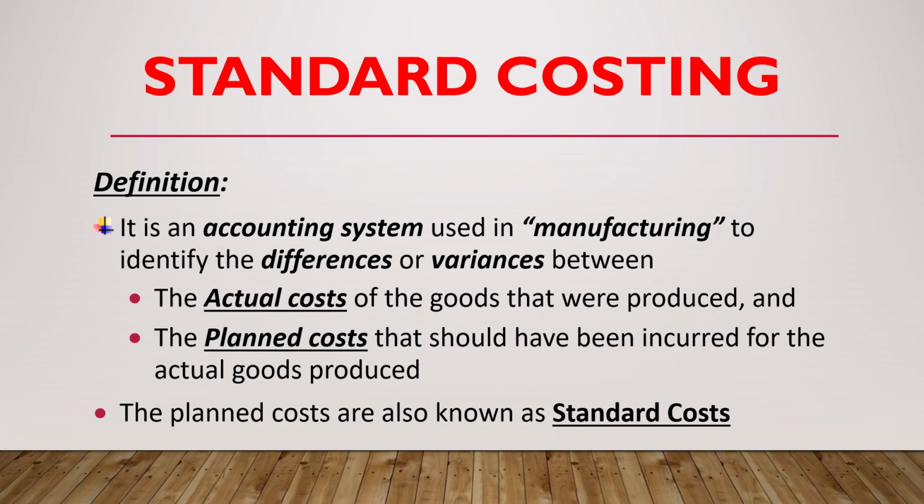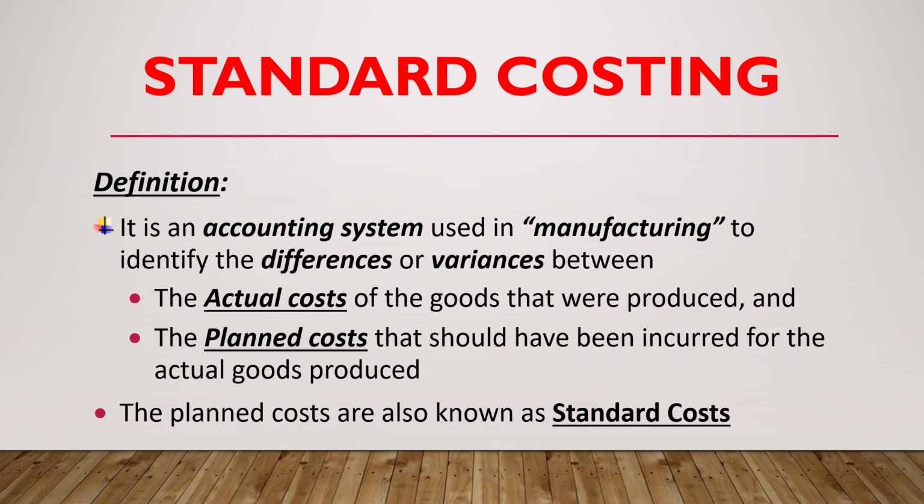We are on module 3, which is standard costing, and the focus of this module is nothing else but to compare actual information and standard information. And then if there's a difference, that difference is called a variance. Okay, what is standard costing?